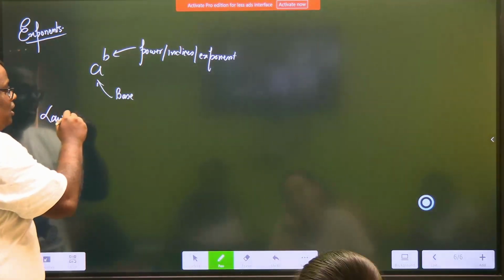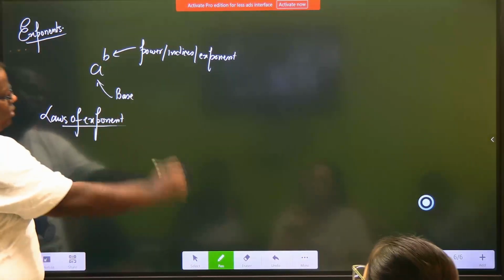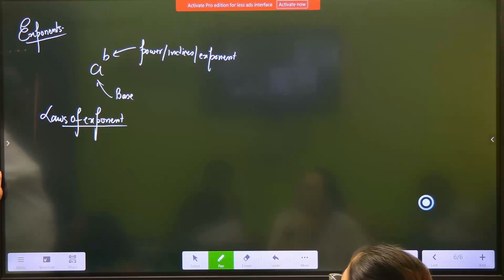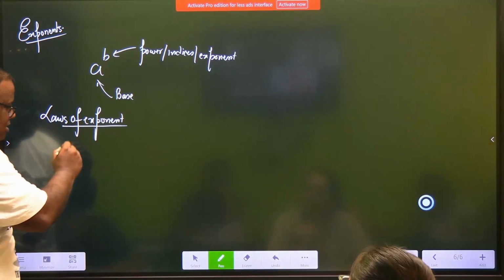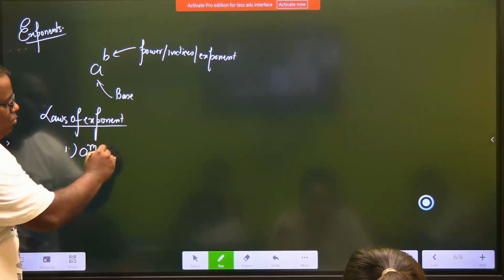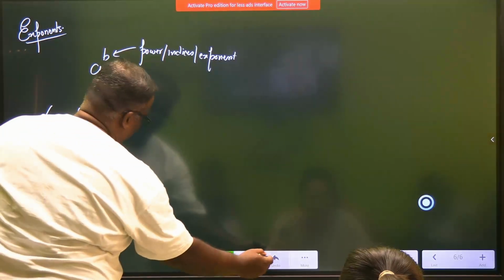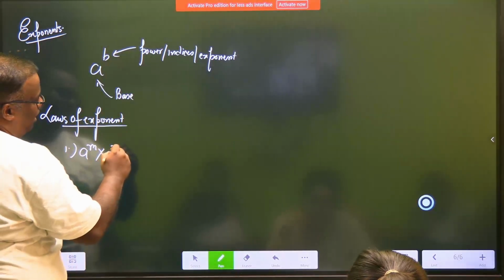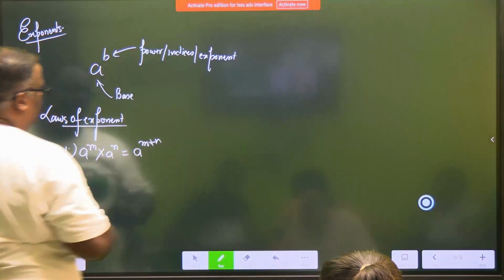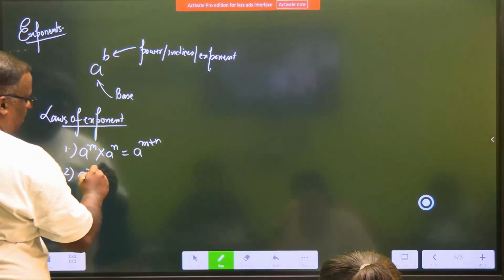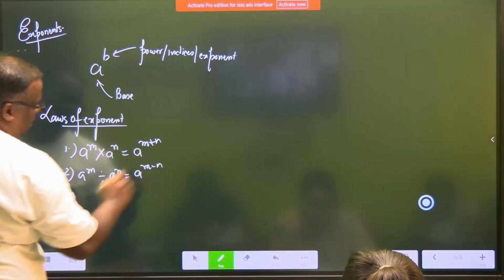The laws of exponents first deal with multiplication of numbers which have the same base. If the base is equal to the base, then the powers get added, which means a to the power m into a to the power n is a to the power m plus n. Clear? A to the power m divided by a to the power n is a to the power m minus n.